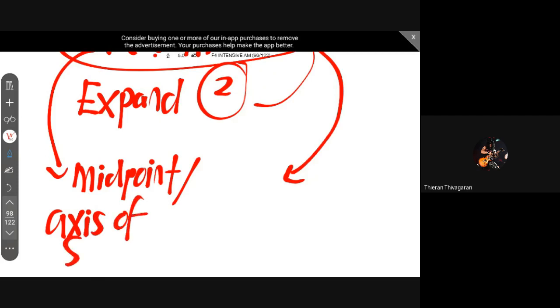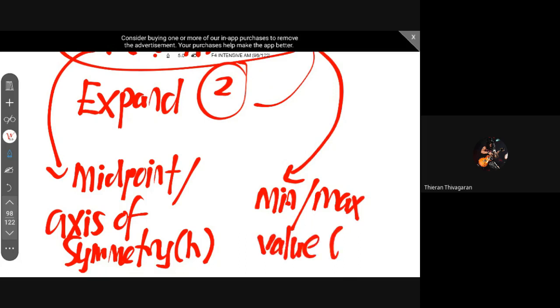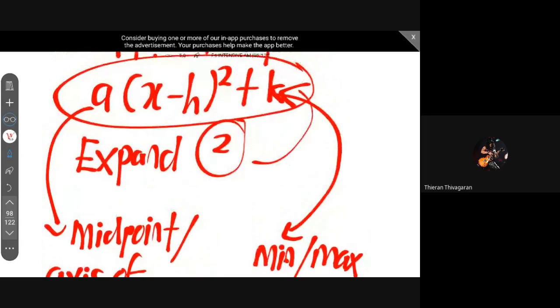Yeah, okay, so this one will show the H, and then minimum or max value shown by the K. Okay, and then the A, huruf A ni, the letter A will determine whether it will be a minimum point or maximum point. Okay, the letter A will determine adakah titik kamu tu titik maximum atau titik minimum.